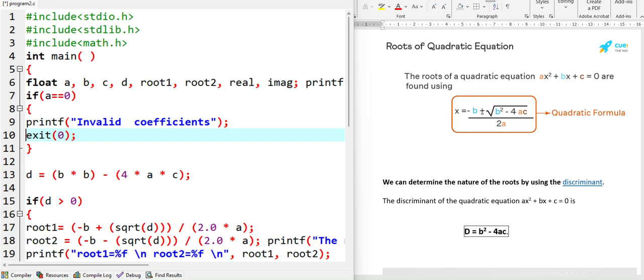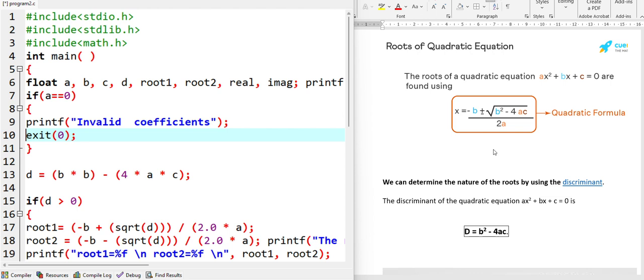We'll learn how to find out the roots of a quadratic equation using C programming. Now, what is a quadratic equation? The equation which is in the form of ax² + bx + c = 0. Here a, b, c are called the coefficients of this quadratic equation.